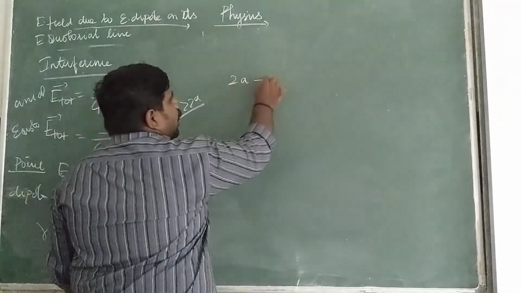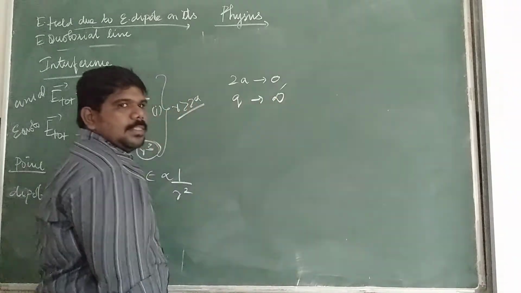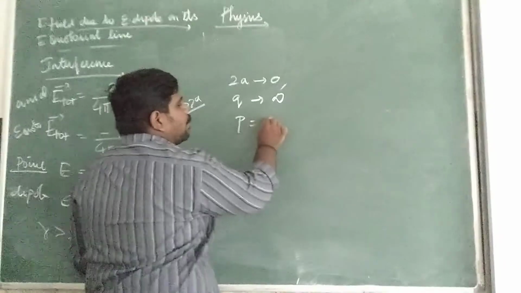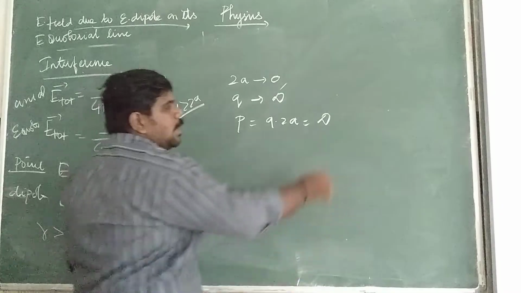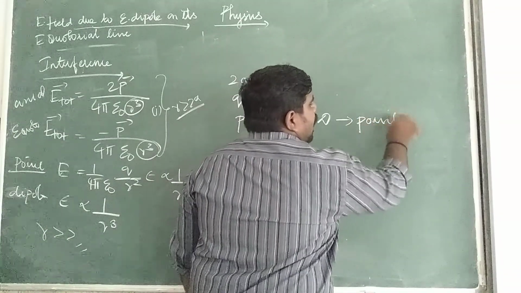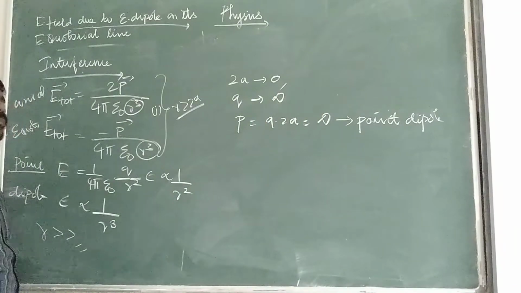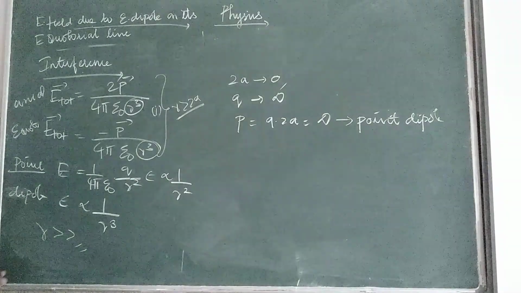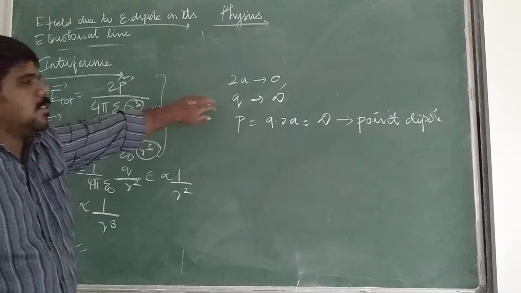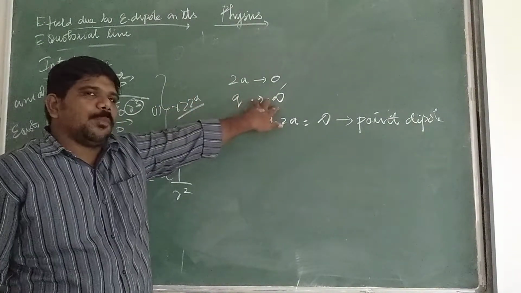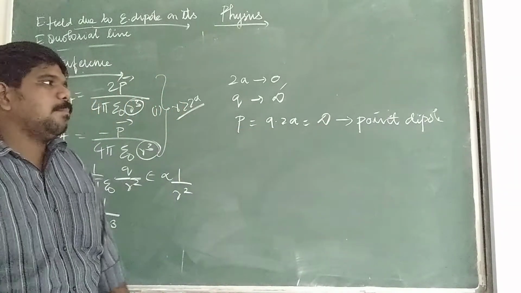As the distance 2a tends to 0, the charge becomes infinite. Then P is equal to q into 2a, which becomes infinite. This is called a point dipole. So the third point is that both the equations are valid only for larger distances, r greater than a. Since 2a tends to 0 and q tends to infinity, p is equal to q into 2a, which is infinite. Such dipoles are called point dipoles.